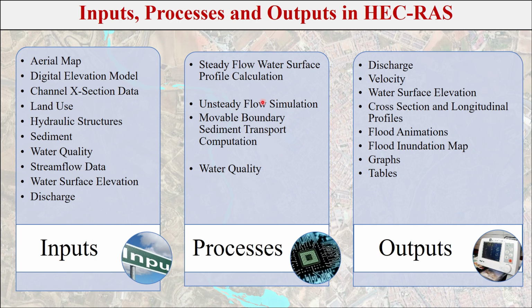After this, the software uses these parameters, solves the energy equation and finds the parameters. So this process includes steady flow water surface profile calculation, unsteady flow simulation, movable boundary sediment transport computation, and water quality determination. After this processing, the following outputs can be obtained from HEC-RAS: discharge, velocity, water surface elevation, flow depth, cross-section and longitudinal profiles, flood animations, flood inundation maps, and graphs and tabular outputs can also be obtained.